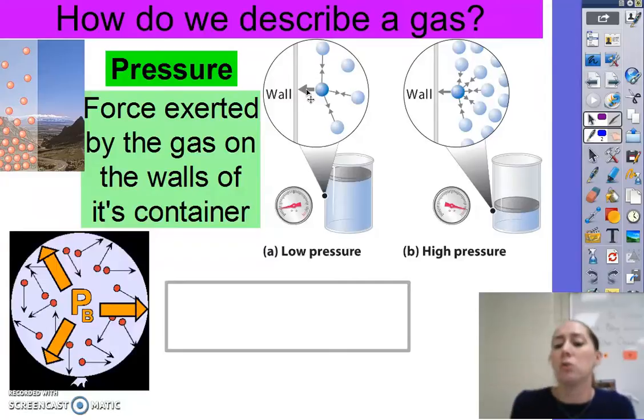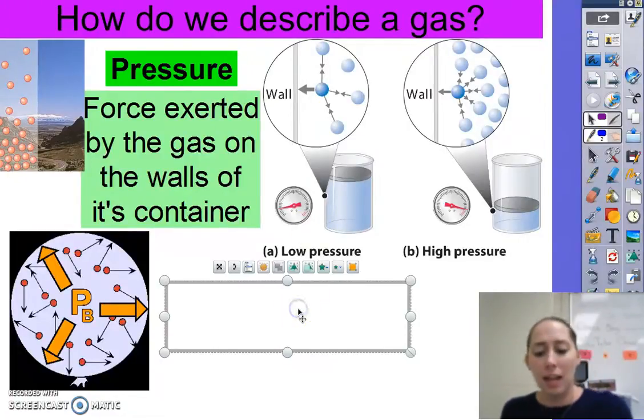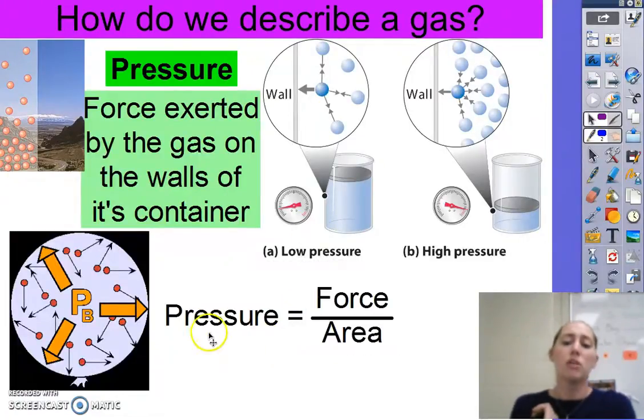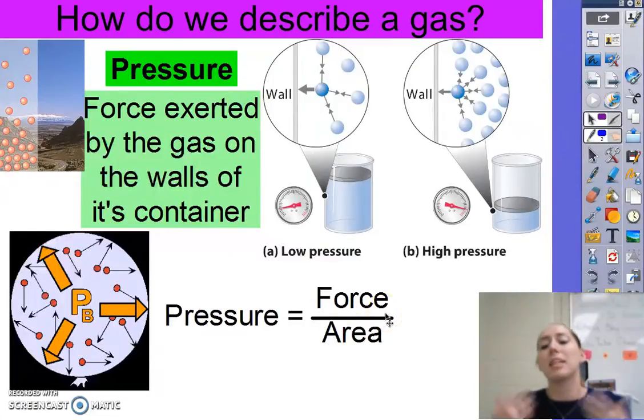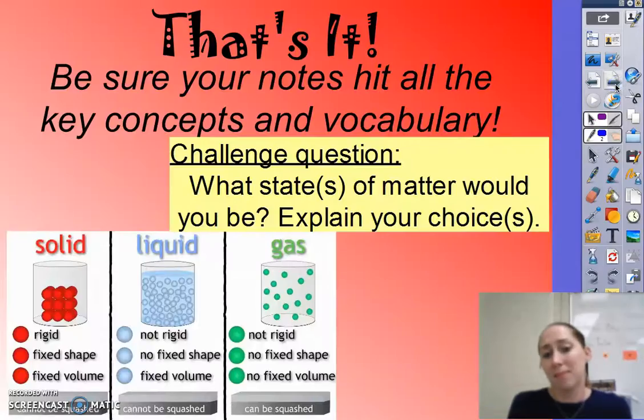Think about you in a classroom. If there's tons of people in there, oh, it's hard to move around and you start smacking into stuff more. Whereas if there's not that many people, it's easy to move and flow so you don't run into things as much. And to calculate pressure, you just simply take the force of the molecules hitting the walls divided by the amount of space they have to hit. That's it. Please make sure your notes hit all the key concepts and vocabulary, and feel free to try the challenge question.